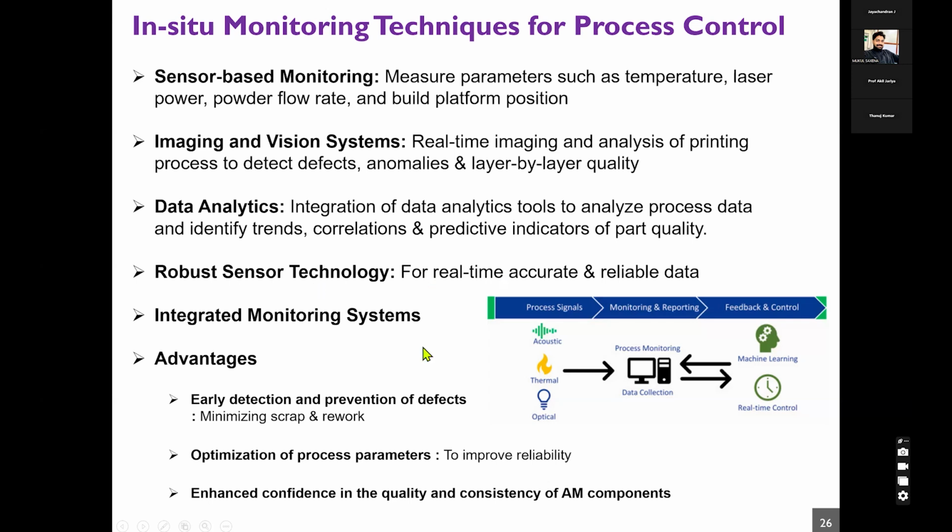We can also look at robust sensor technology for real-time, accurate, and reliable data acquisition. And of course, the advantages are early detection and prevention of defects. We can minimize scrap and rework. We can also optimize the process parameters to improve reliability. By all these means, we are looking at enhanced confidence in the quality and consistency of the AM components.